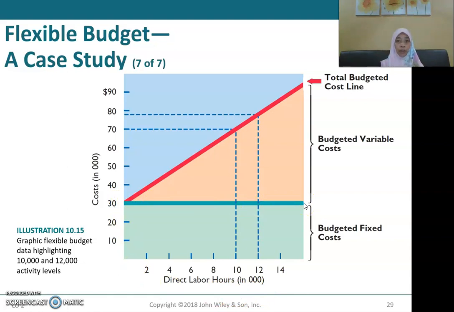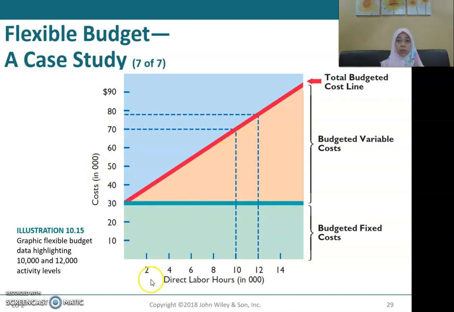What about your variable cost? Your variable cost varies, it increases as your activity level increases. In this case, if you are working at zero direct labor hours, you still have to incur the fixed cost. But as it increases, if let's say now you are working at 10,000, you can work out how much is your cost.